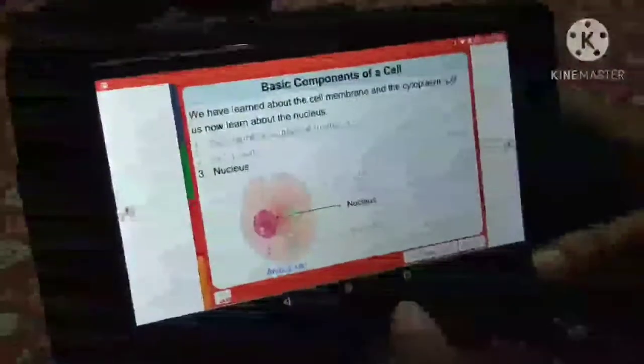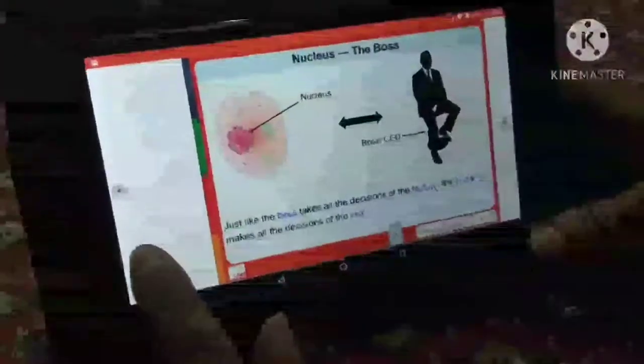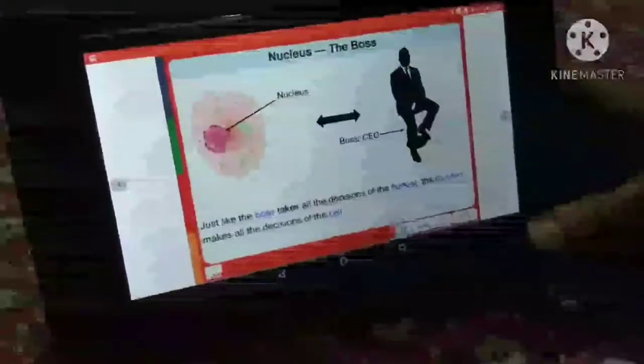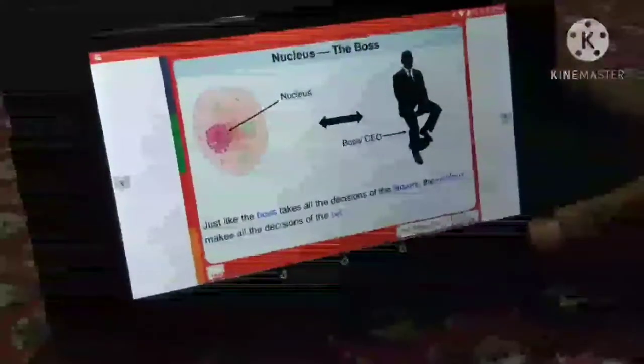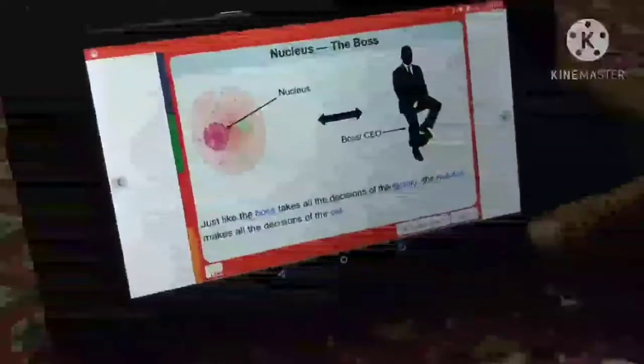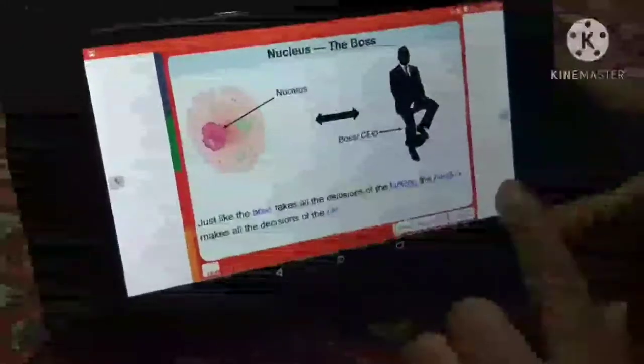Next part is the nucleus. Here you can see the nucleus of an animal cell. Just like the boss takes all the decisions of the factory, the nucleus makes all the decisions of the cell. We have learned about the three main parts of the cell. Let us learn about the cell wall found in the plant cells.